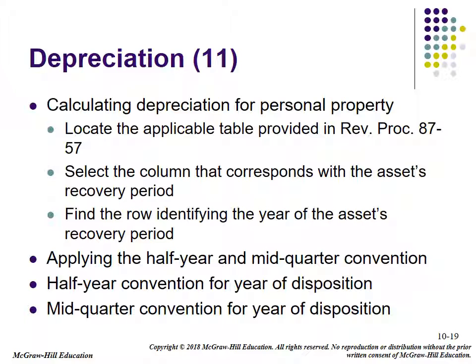We find the row identifying the year of the asset's recovery period. So what year are we calculating depreciation for? Is it the first year of the life, second, third, etc.? We have to make sure we select the correct table because it could be half year or mid-quarter. And remember, when we're disposing of an asset in the year of disposition, if we used a half-year table, we only get a half a year's depreciation that year. If we used a mid-quarter table, we have to apply the mid-quarter convention for the year of disposition as well.